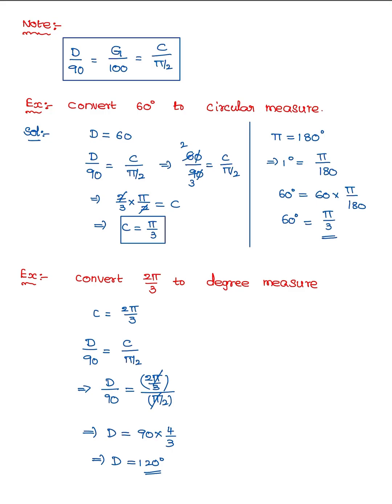And in an easier way you can calculate this. This is the method you have to remember. Another one: we already know pi is equal to 180 degrees. So 2 pi by 3 is equal to 2 into 180 degrees by 3, so that is 120 degrees. Like this we can convert from one system to another.